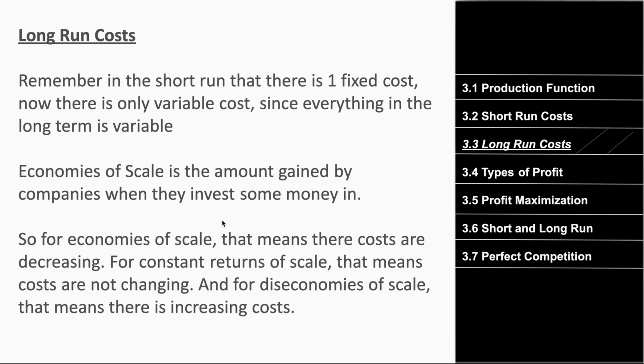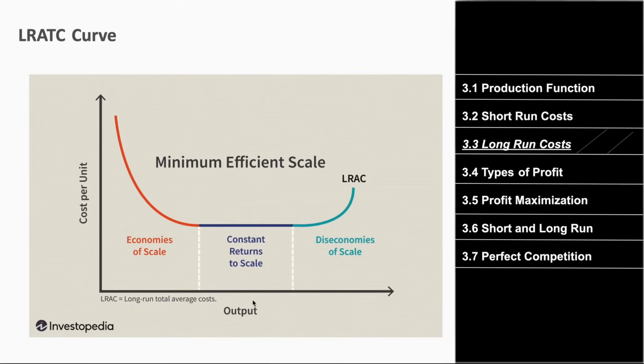So for economies of scale, if it's positive economies of scale, that means their costs are decreasing. For constant returns to scale, that means costs are not changing, and for diseconomies of scale, that means there's an increasing amount of cost. So let me show this in a graph. For economies of scale, the more output you have, the less it costs per unit. For constant returns, there's this small portion where you just simply don't change at all, and then diseconomies of scale is when costs start increasing.